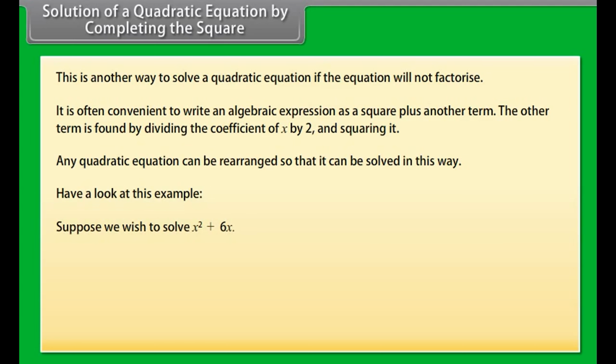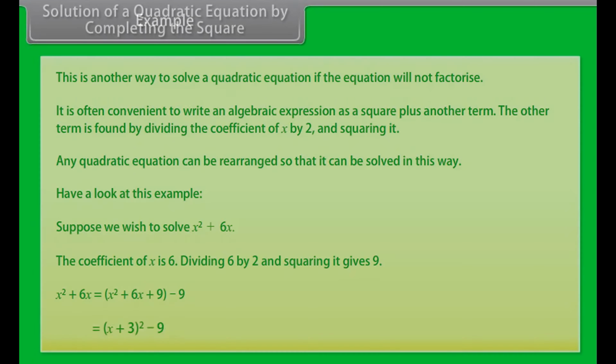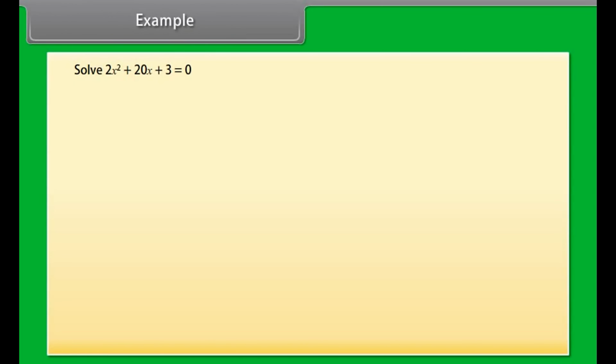Rewrite x² + 6x as a square plus another term. The coefficient of x is 6. Dividing 6 by 2 and squaring it gives 9. x² + 6x is equal to x² + 6x + 9 − 9, which equals (x + 3)² − 9. Example: Solve 2x² + 20x + 3 = 0.